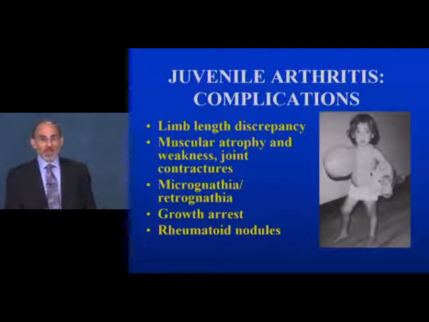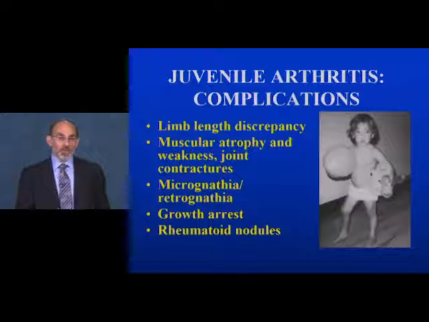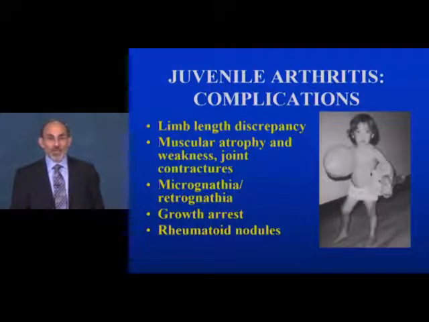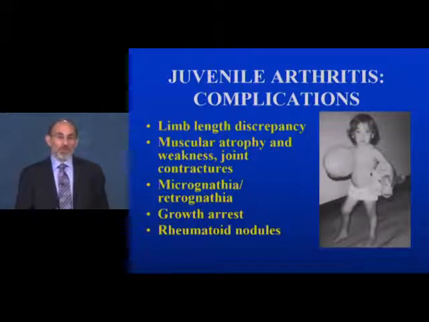Similarly, the joint is not used as much, so the muscles can atrophy within as little as 48 hours of some disuse, and one may get irreversible contractures, as this youngster is showing in the right knee. There may also be micrognathia and retrognathia, a small jaw or a jaw with the mandible pushed back because of inadequate growth. There can be growth arrest of other points, too. If there's systemic inflammation of significant degree, then even total height will be decreased during childhood.